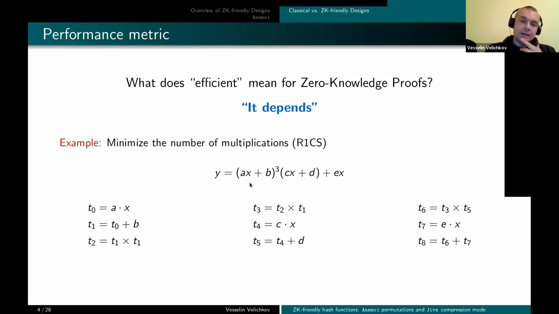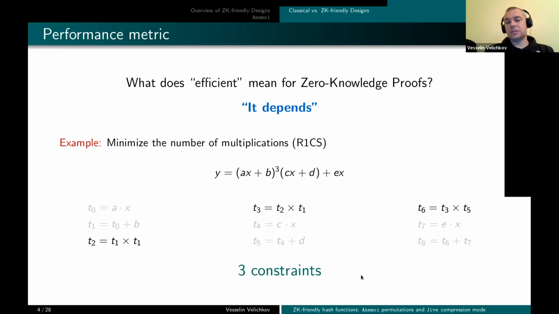Now you can split this computation into a trace of very simple atomic operations. So scalar multiplication a times x, then an addition, another multiplication, and notice that each of those operations always takes two operands to produce an output. And in terms of the R1CS constraint system, of all those operations that we perform to do this computation, we only care about the multiplications.